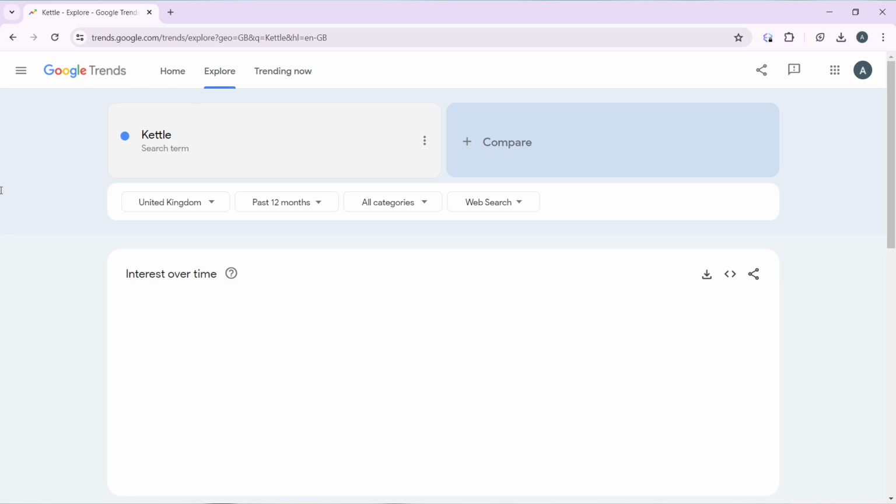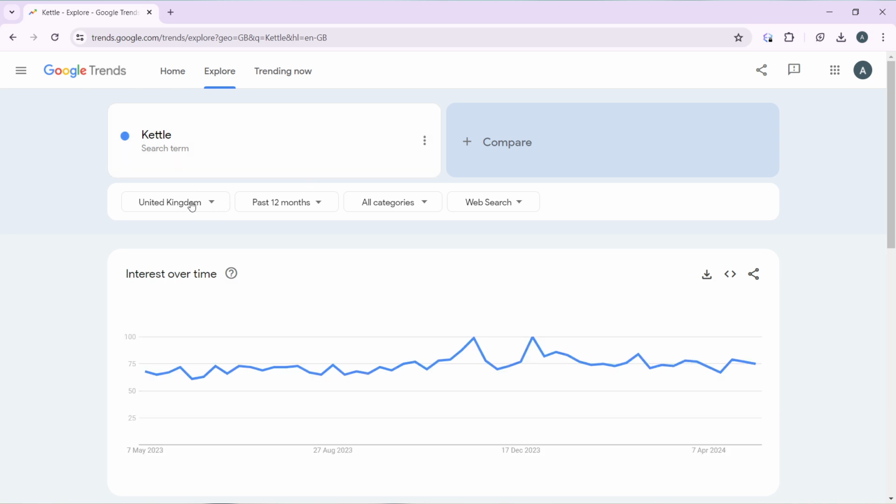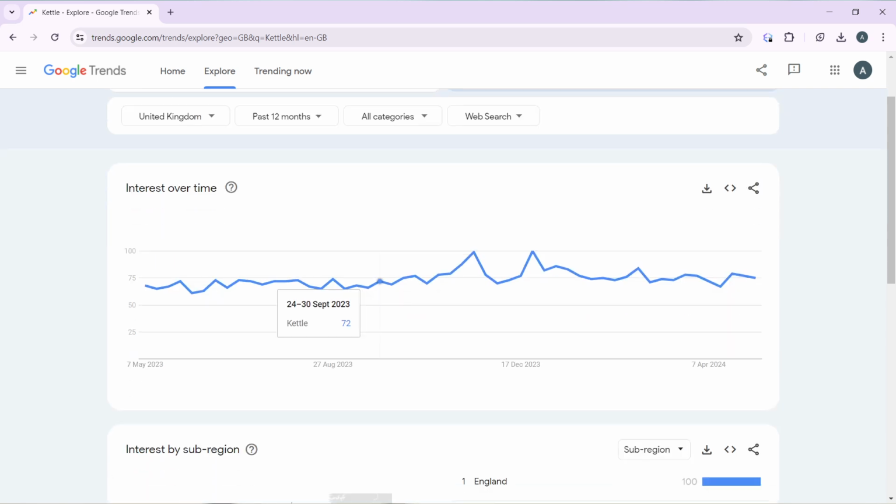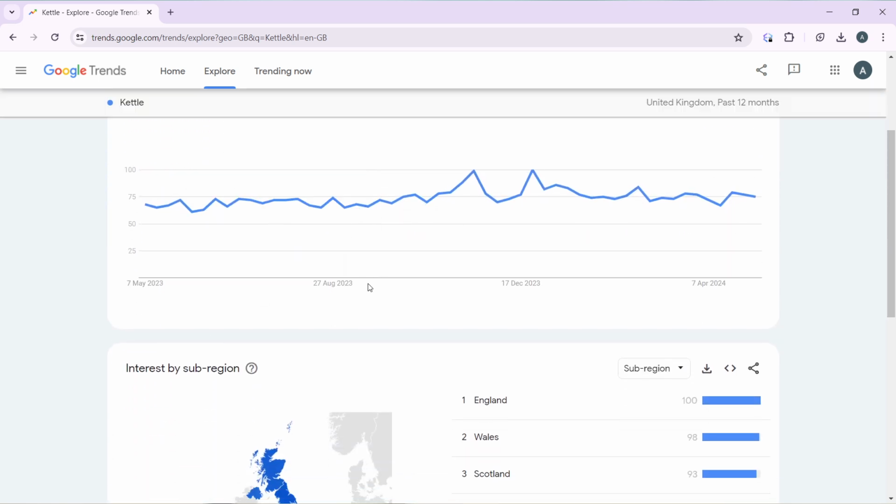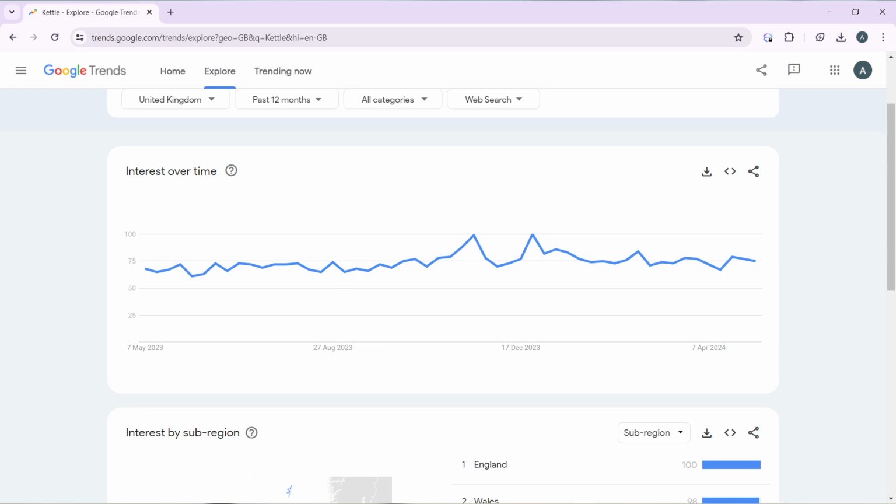You can narrow your search by using any of these filters. So you can narrow it down to the region and, let's say, the period and the categories and web search. So over here, this is how you can check if this kettle is really a trending or winning product to sell. So let's see kettle, and I can check that using the interest graph. What's the interest over time?